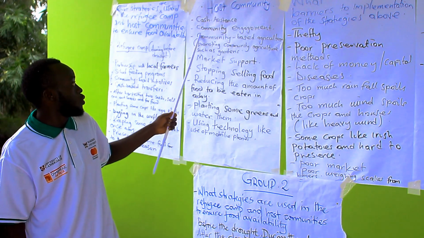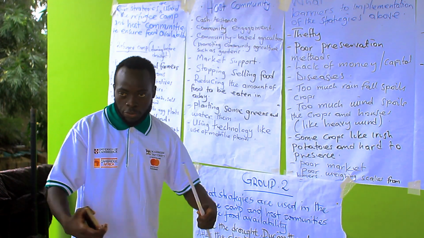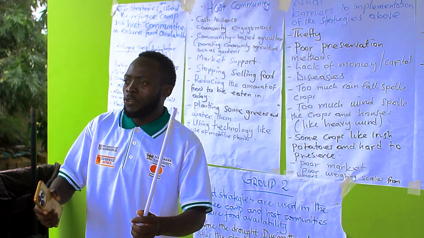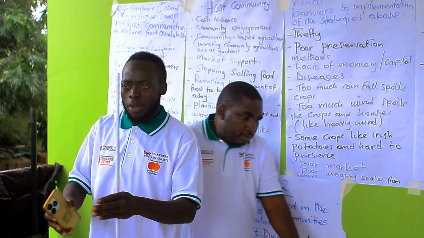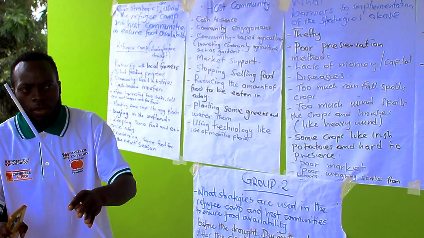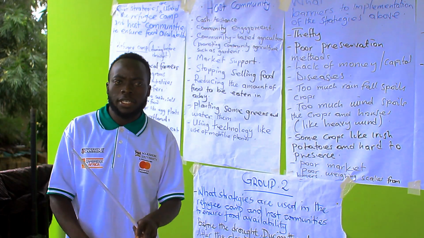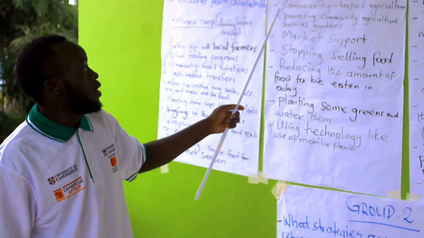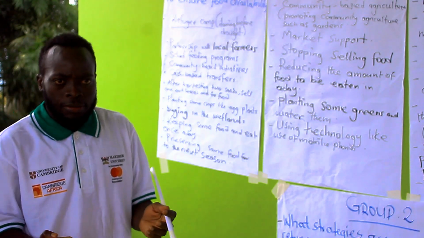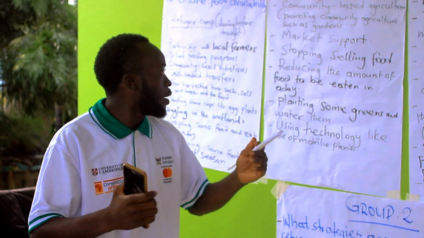Yes. Then we have also got community engagement. You have to engage yourself several times in the community, maybe community works or any kind of meeting in the community. You have to engage yourself there. Then we said community-based agriculture. So we are saying promoting community agriculture.